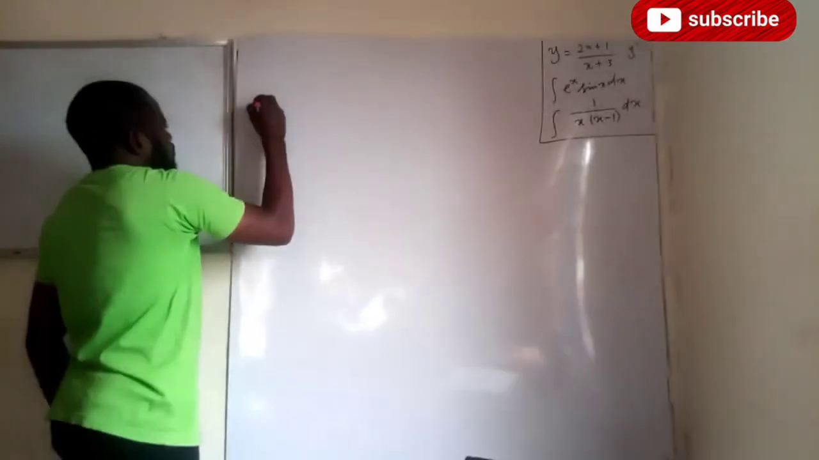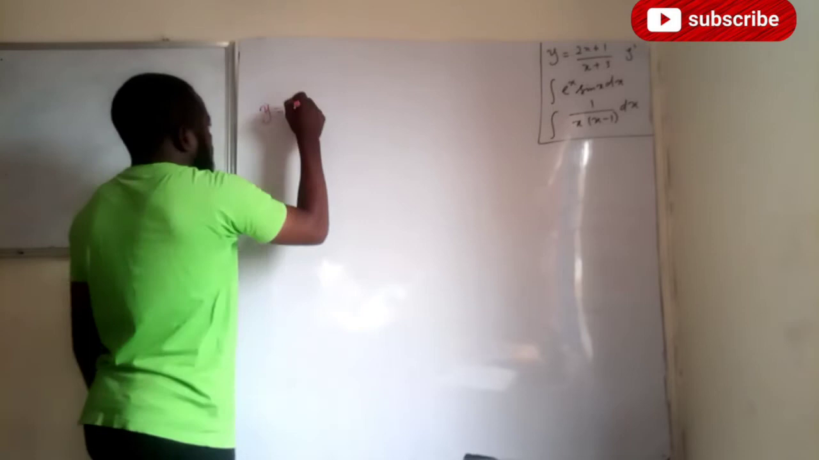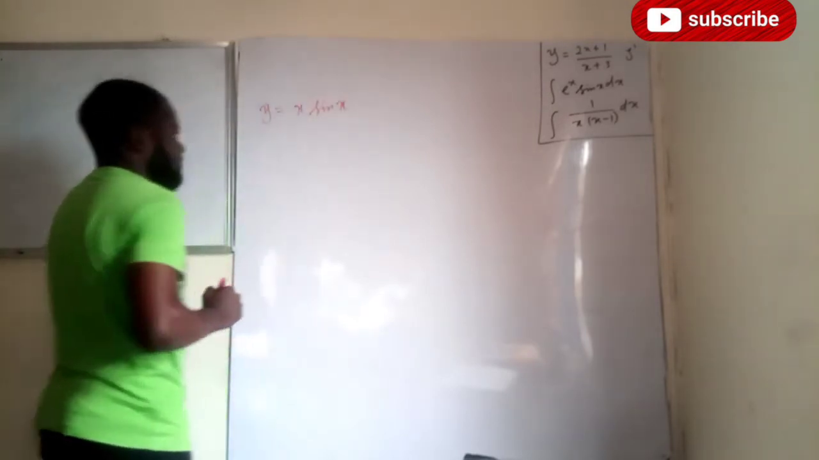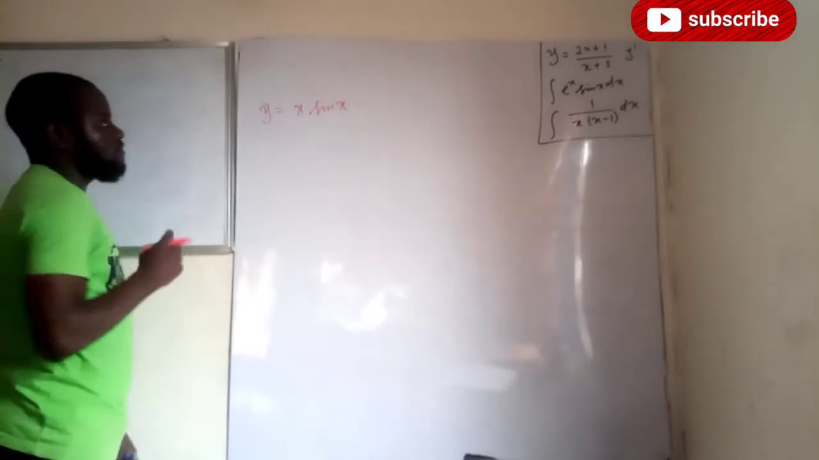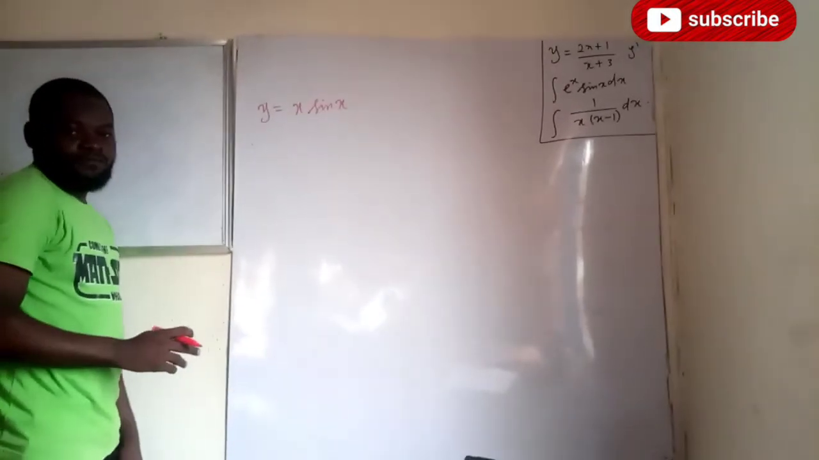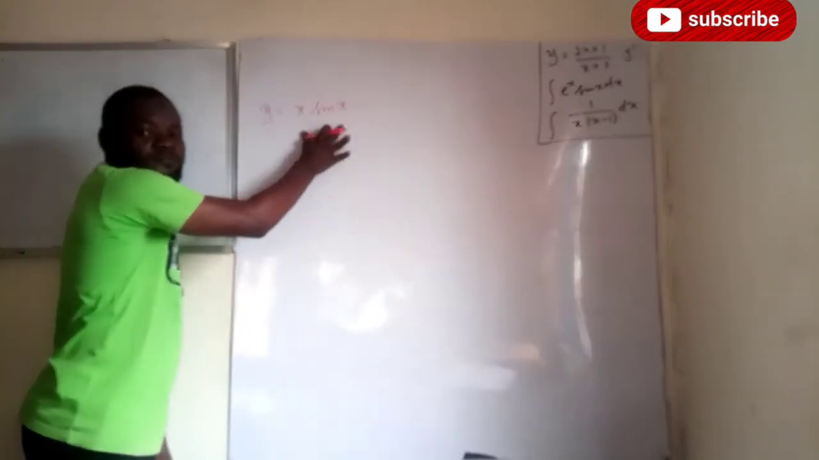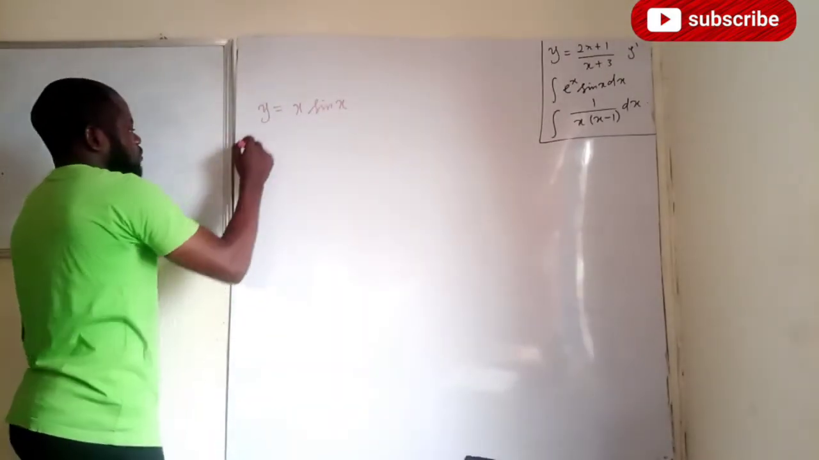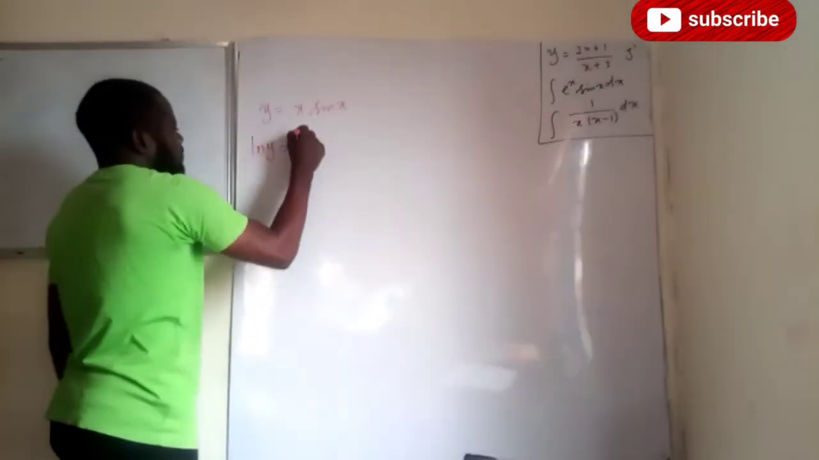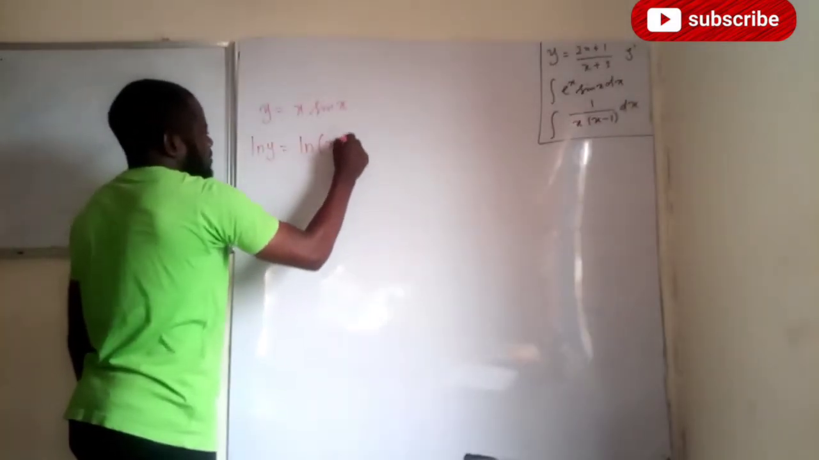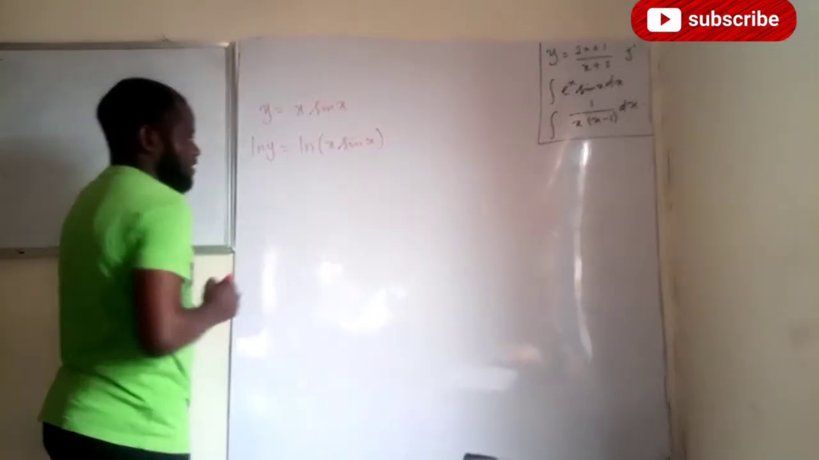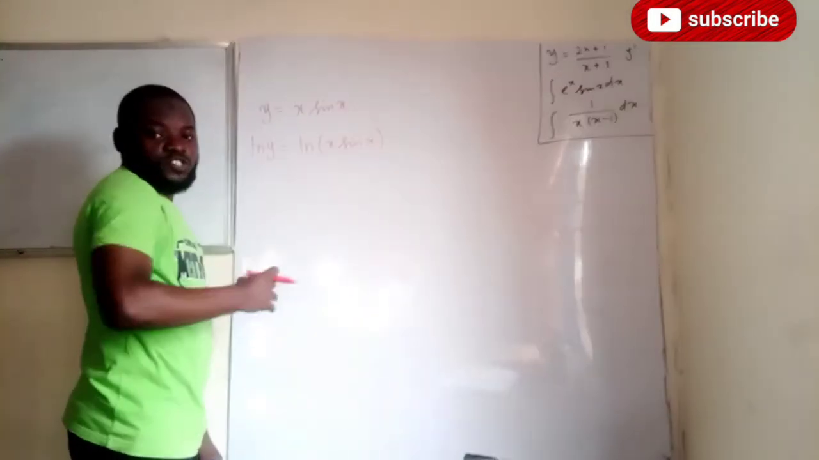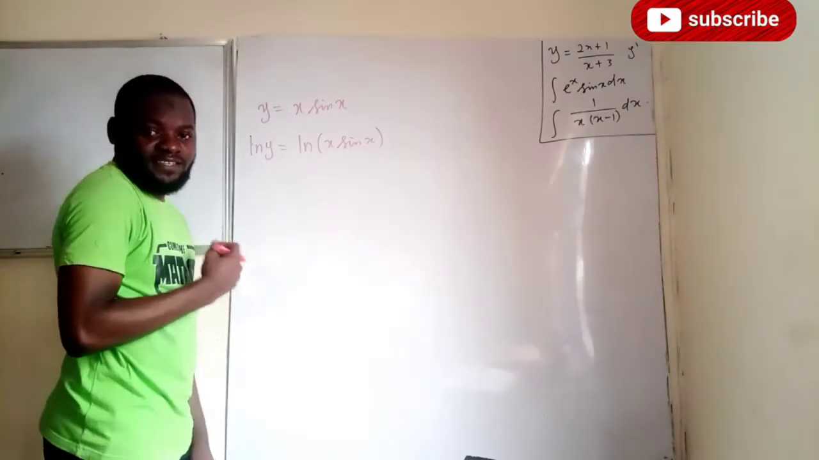Okay, if I have y equal x sine of x, and the question is to look for dy dx. Now, this is a product rule. Instead of product rule, I can also use ln. So, ln of y equal ln of x sine of x. You agree with me that ln of a product is equal to the sum of ln, isn't it?